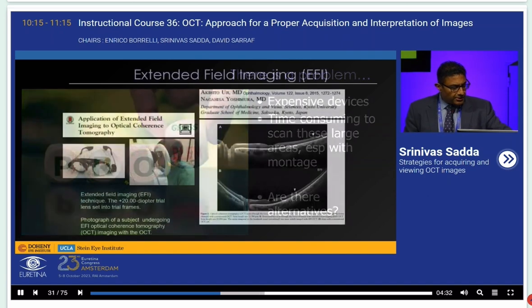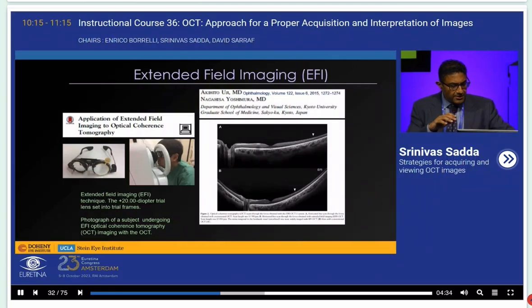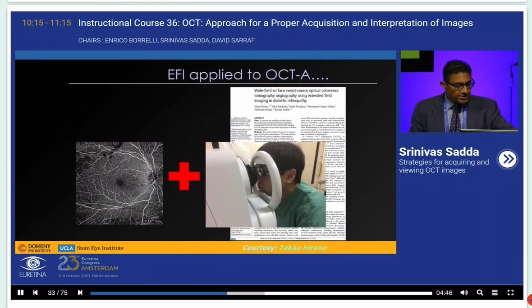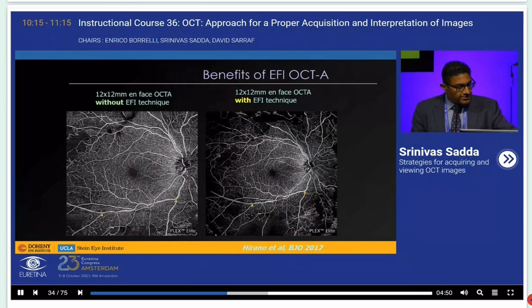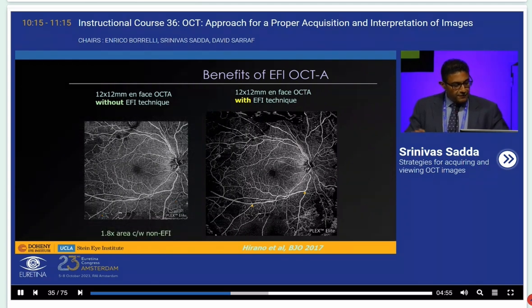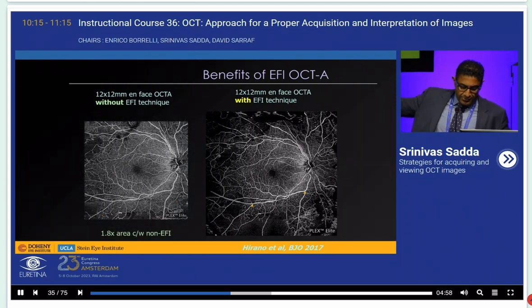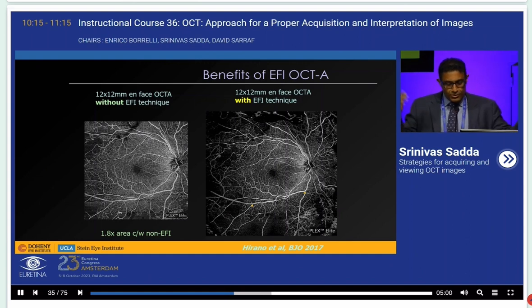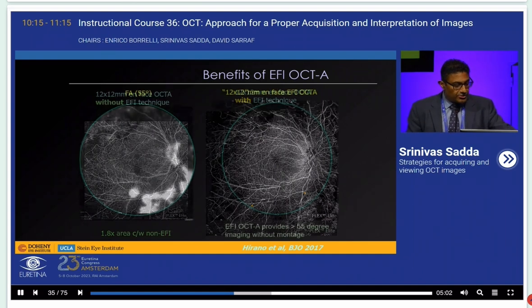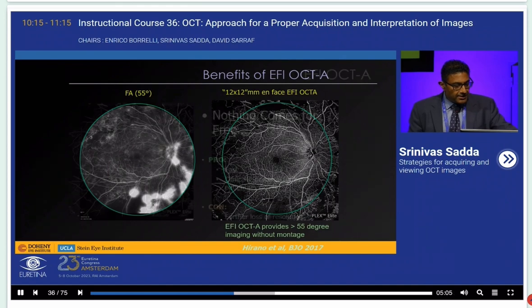And so, are there alternatives? One approach, this is something that one of my former fellows, Akihito Uji, had come up with, was simply using a 20 diopter lens with a standard OCT to extend the field of imaging, which you can do quite simply. That can be applied to OCT angiography as well, as we demonstrated, and this can considerably increase the field of view. So this is a way of trying to get a greater field of view compared to your standard 12 by 12 acquisition in this case, without having to take the extra time to montage. So something to consider in certain applications.